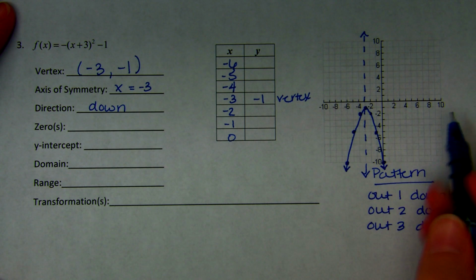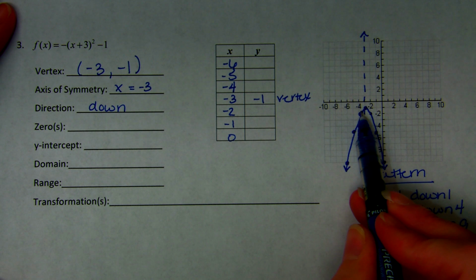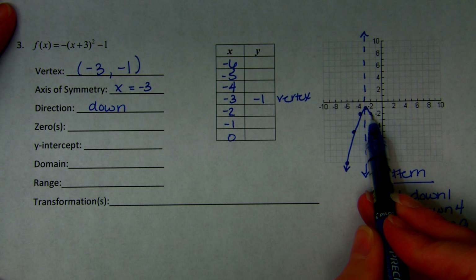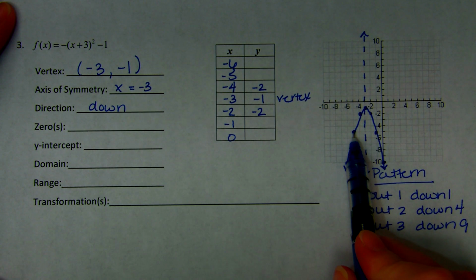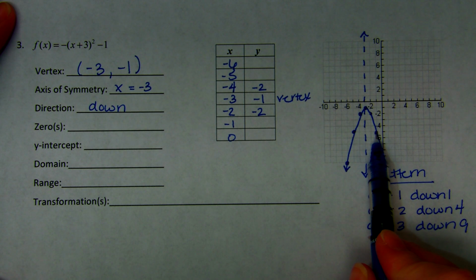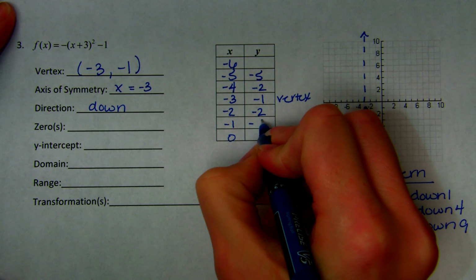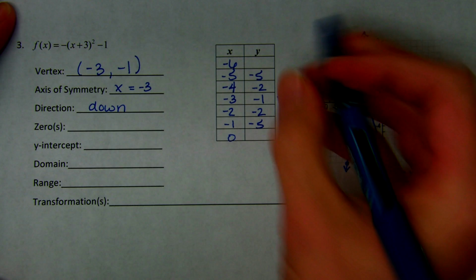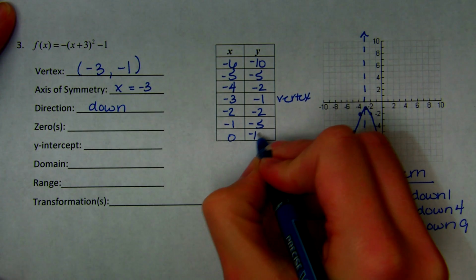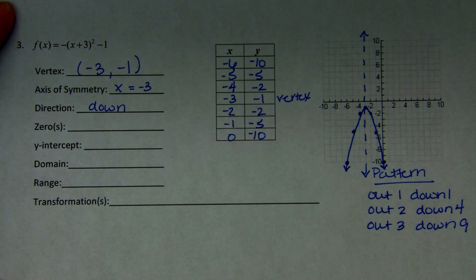We're going to go ahead and fill in the table here. So my first set of points, the -4 and the -2, we've moved down 1 from -1, which means we're at -2. My second set of points here at -5 and -1 is at -5. And my third set of points at 0 and at -6 are at -10 in terms of y values. And again, you can see that symmetry in the table, which is what we want to see.